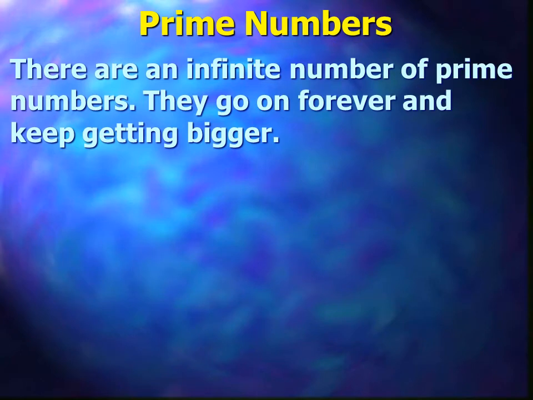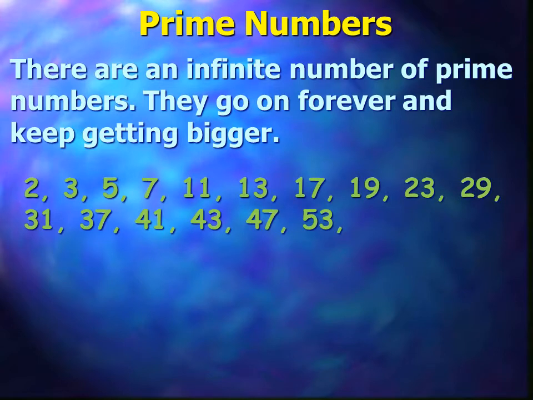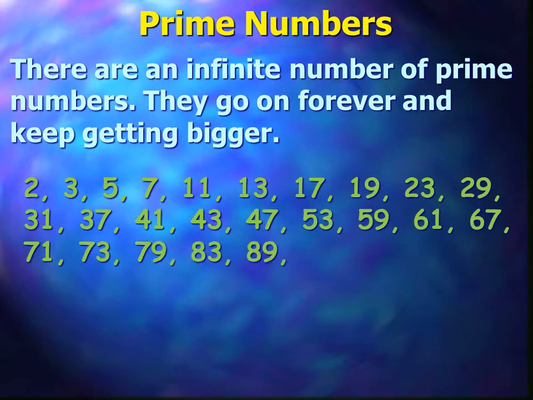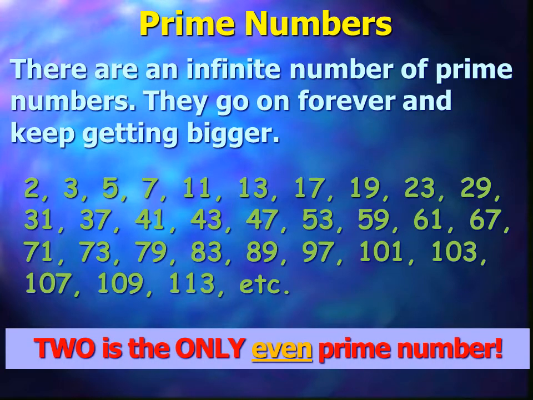However, remember that there are an infinite number of prime numbers, and they go on forever and just keep getting bigger. Here are some examples: 2, 3, 5, 7, 11, 13, 17, and so forth. All of these numbers are prime, and these are only the lowest of the prime numbers. Please note that 2 is the only even prime number because its factors are only 1 and itself.